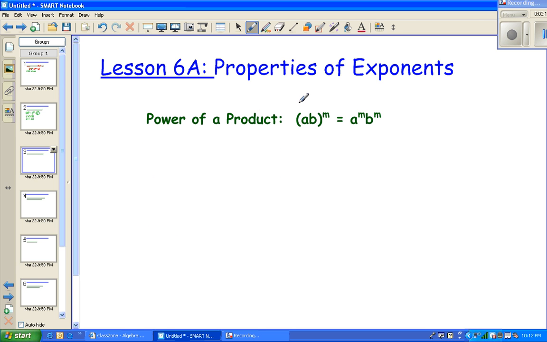Okay, power of a product means that you have a product in multiplication being raised to a power, and all that means is that power belongs to each piece. So it's a to the m times b to the m. So in this case, if you had 2 times a, cubed, then that would be the equivalent of 2 cubed times a cubed. So everybody in the parentheses gets that exponent directly on the outside.